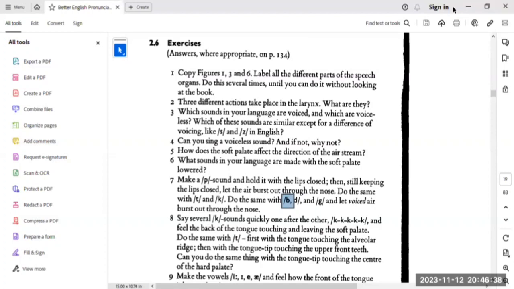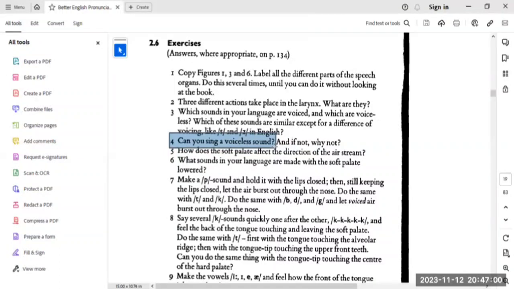Any question, guys, for this lesson? Can you sing a voiceless sound? No, we can't, because it's voiceless. We can't make a song with a voiceless sound. We can't make sounds in general that way.